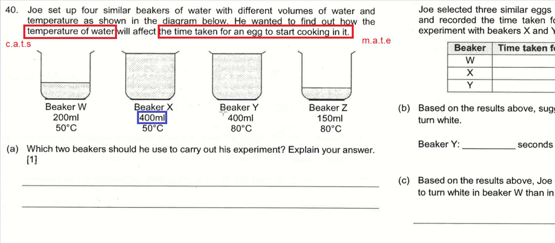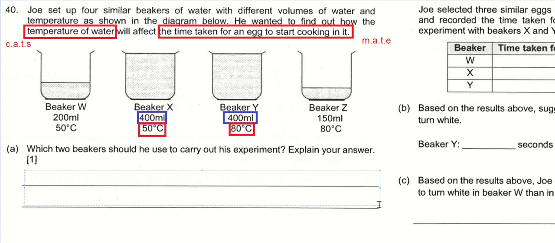Let me just show you again. This is the same, 400 and 400. Then we have 50, which is different, which is what we want, and 80. So X and Y is the answer. But here you need to explain why. So how do you write all that I've just said?